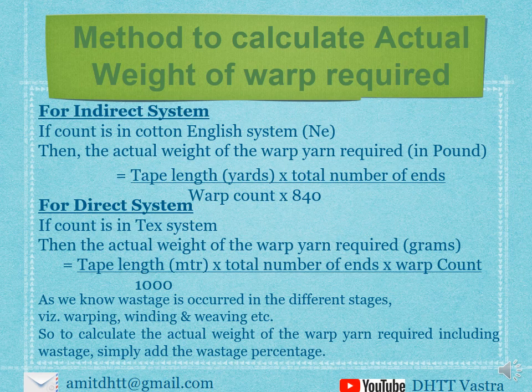As we know, wastage occurs in different stages: warping, winding, weaving, etc. So to calculate the actual weight of warp yarn required including wastage, simply add the waste percentage. The above two formulas don't include the wastage, but these are the two base formulas. If wastage is given, then we just add the waste percentage in the above two formulas.